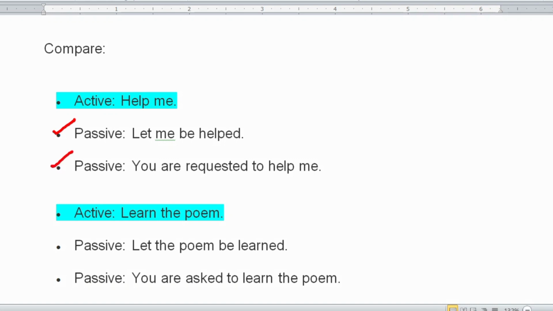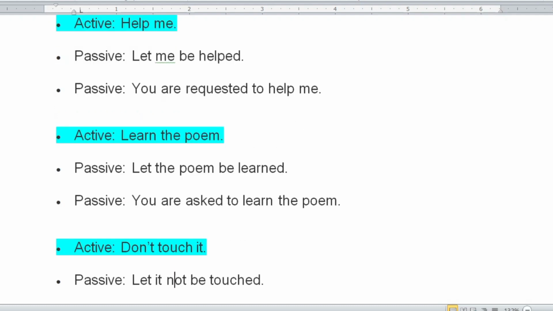Active voice, another example: learn the poem. Passive: let the poem be learned. This is another example, how beautiful, these are very easy examples. Another passive is: you are asked to learn the poem. This is also very easy. Both forms are there, we can use both, we are not bound to use only one.